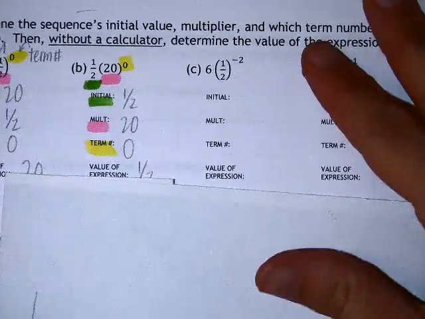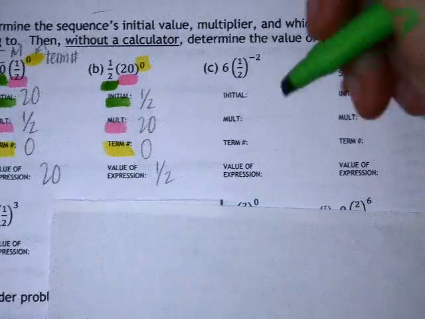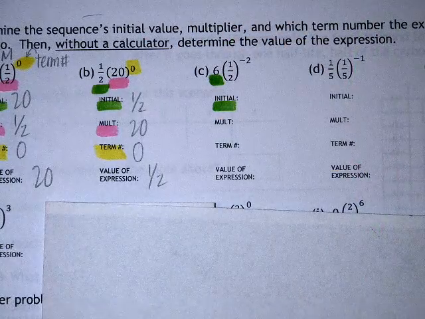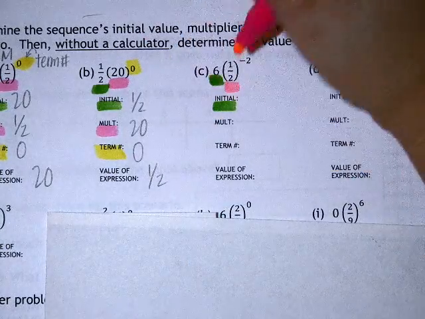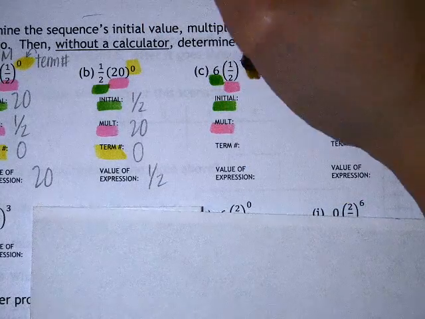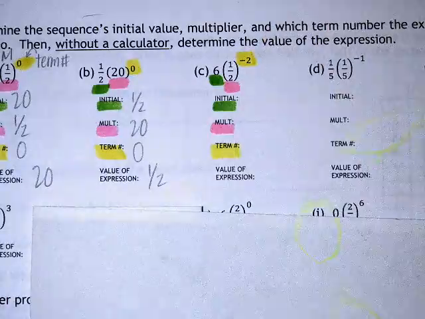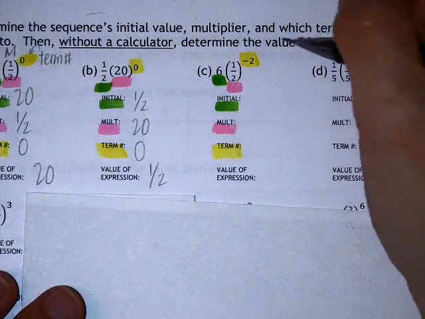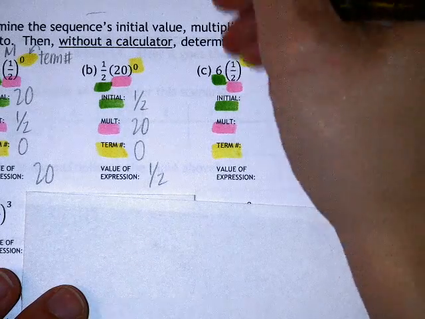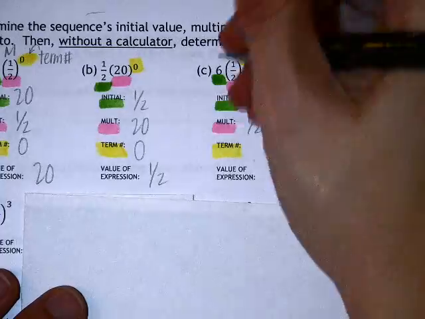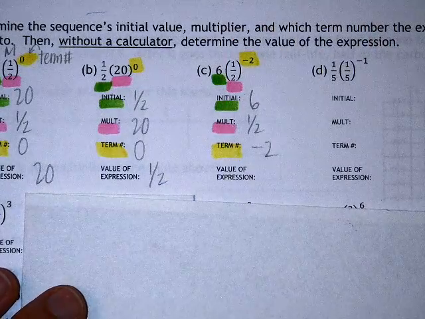Again, paying attention to structure in letter C, the initial value is always the number before the parentheses. The multiplier is always the number inside the parentheses attached to the exponent. And the exponent itself is always the term number. So looking at this one, analyzing its structure, I see an initial value of 6, a multiplier of 1/2, and they're asking me about the negative second term.